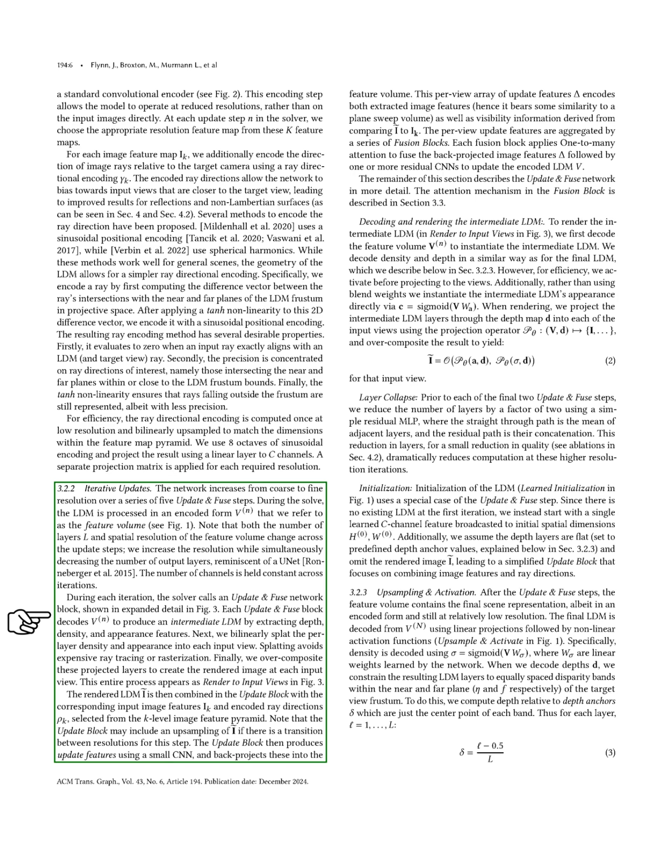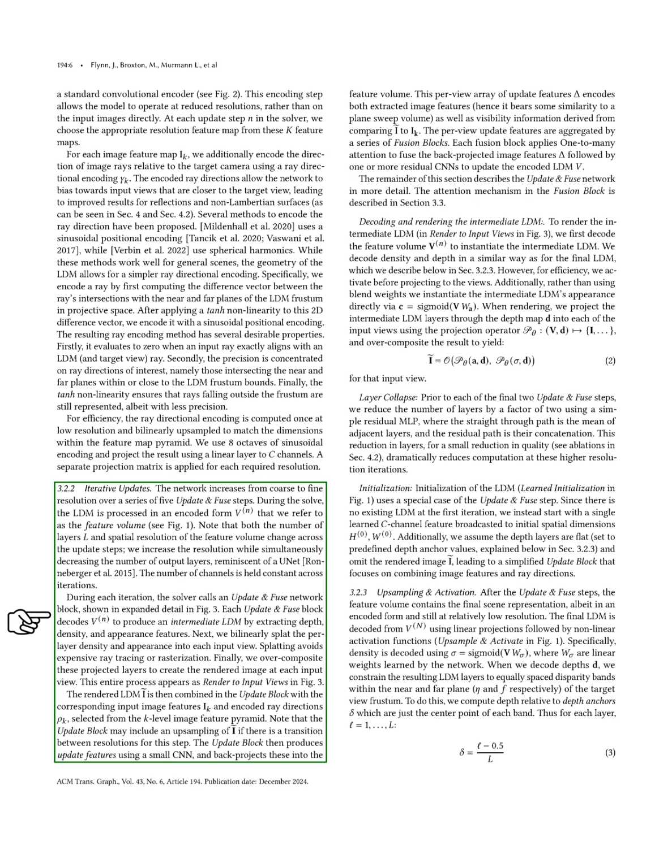Each iteration involves calling an update and fuse network block, which decodes the feature volume to create an intermediate model by extracting depth, density, and appearance features. We then bilinearly splat the density and appearance into each input view, avoiding costly ray tracing or rasterization. Finally, we overcomposite these layers to generate the rendered image for each input view.